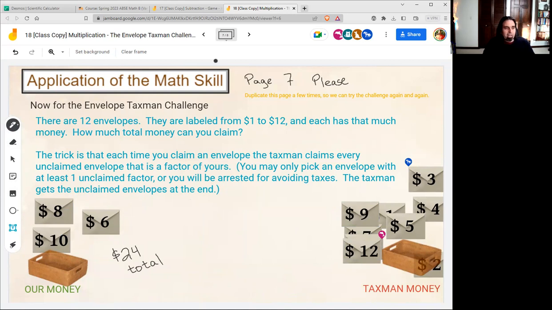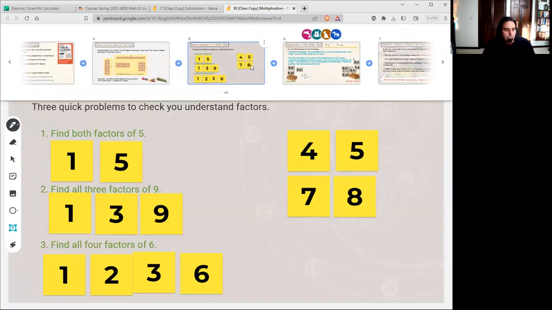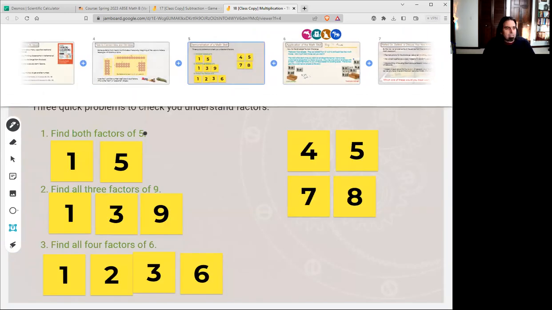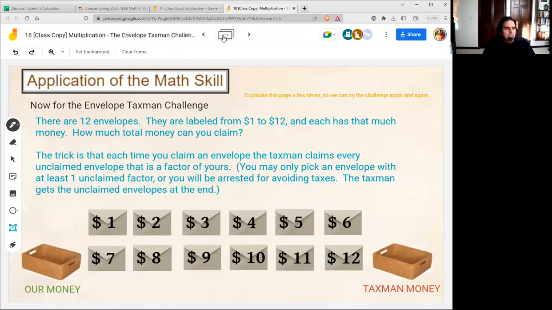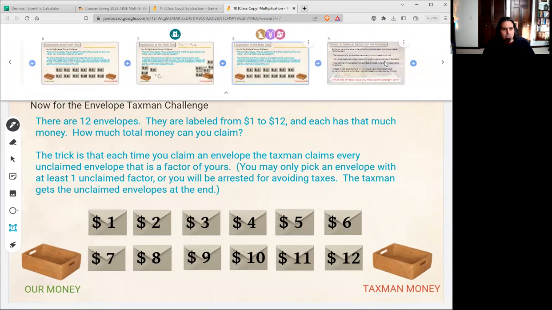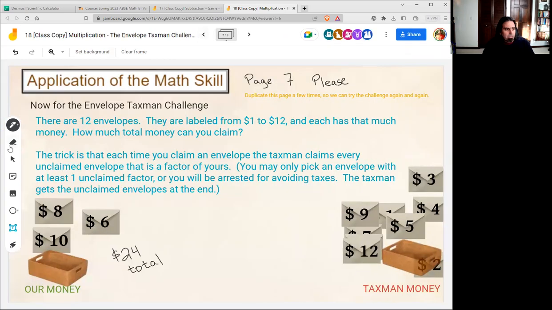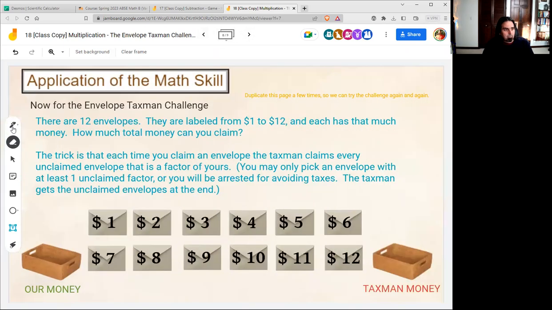So now I'm going to go back and duplicate this again. Oh, no. Duplicate. Okay. So now I'm going to erase this one and put page 8, please, on the one that I want you on. So let's do exactly the same thing again.